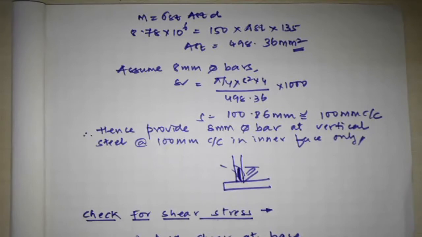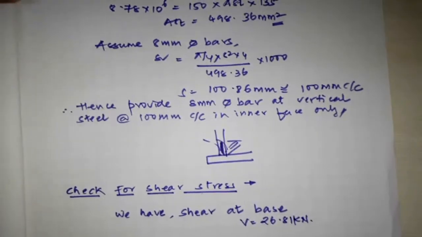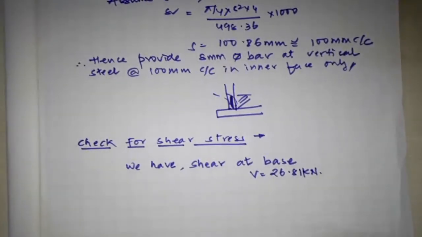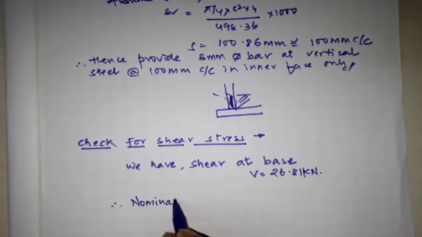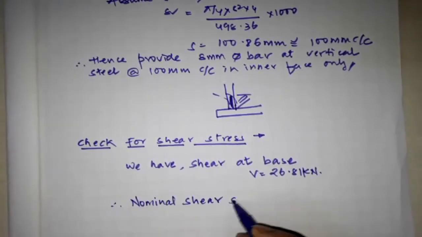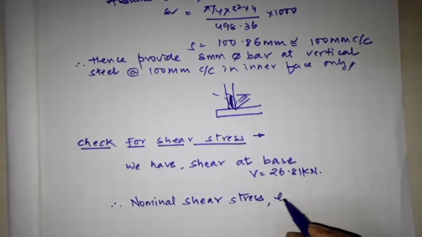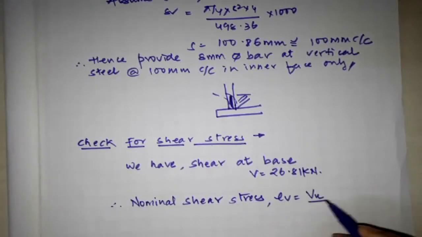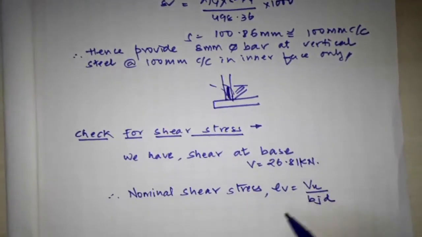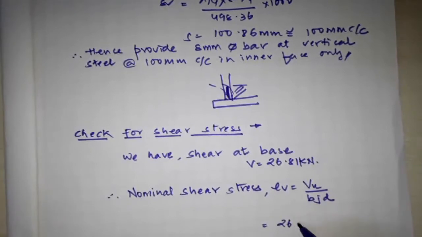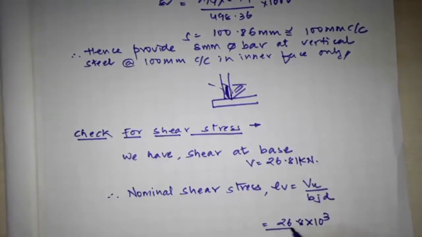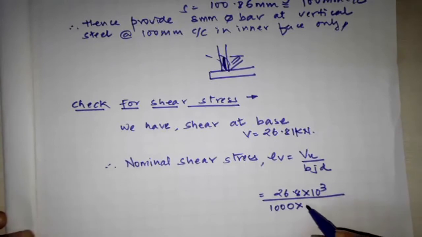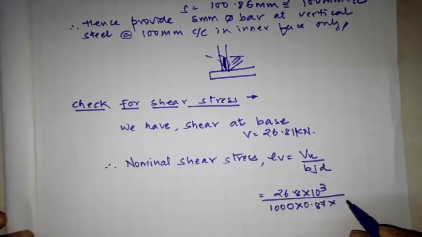shear at base V is equal to 26.81 kilonewton. Already we have calculated this. So therefore nominal shear stress tau V is equal to VU by BJD, that is 26.81 into 10 raised to 3 divided by B is 1000 into J is 0.87 into D is 135.